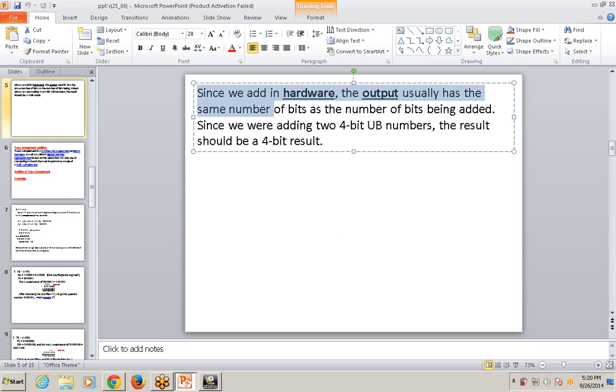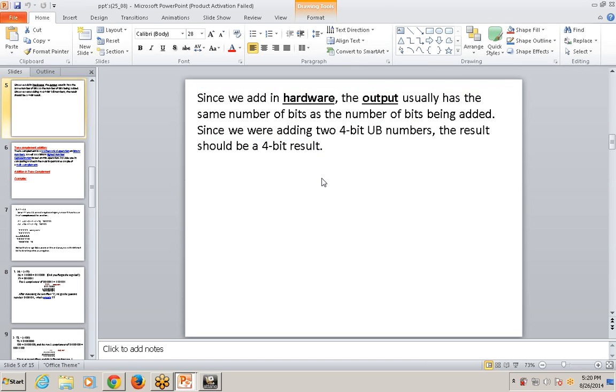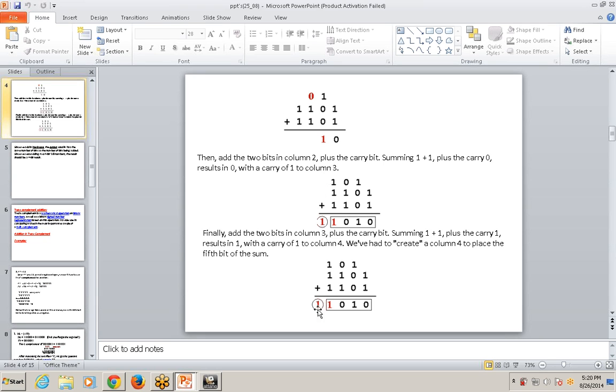This is mentioned: since we add in hardware, the output usually has the same number of bits as the number of bits being added. Since we are adding two numbers of the same width, the result should be of the same width. So we have to discard the last digit, that is 1.